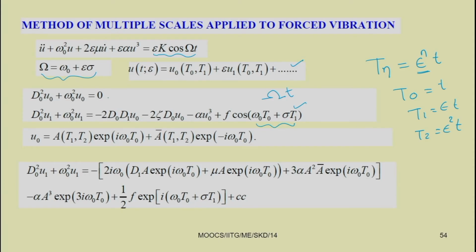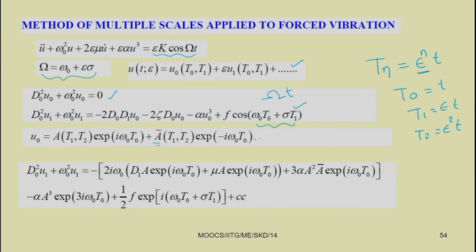The solution of this one is known, that is D0 square u0 plus omega 0 square u0 equal to 0. So the solution: a should not be a function of T0, that is why it is written as a function of T1 and T2. So u0 equal to a(T1, T2) e to the power i omega 0 T0 plus a bar (T1, T2) e to the power minus i omega 0 T0. Here a bar is the complex conjugate of a. So this a is assumed to be a complex number.